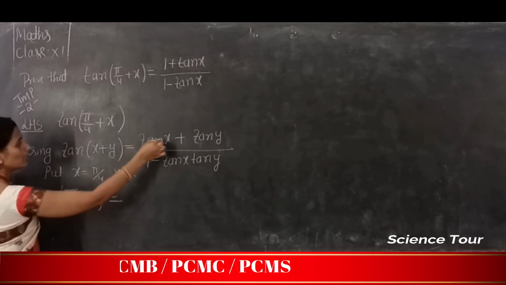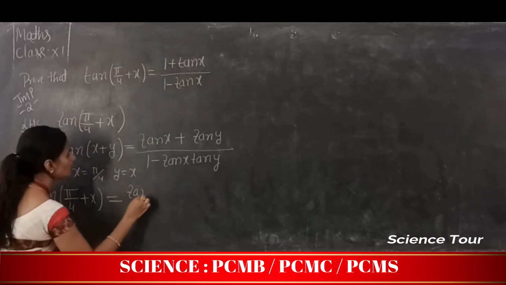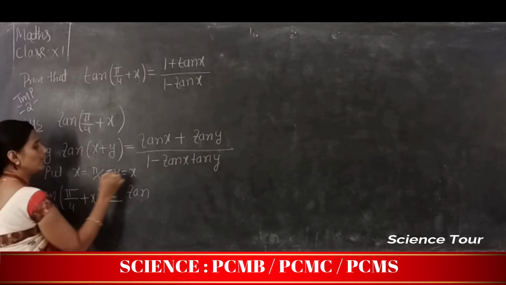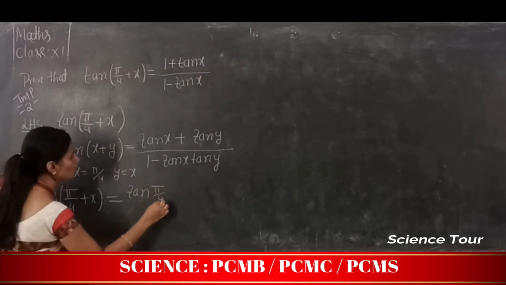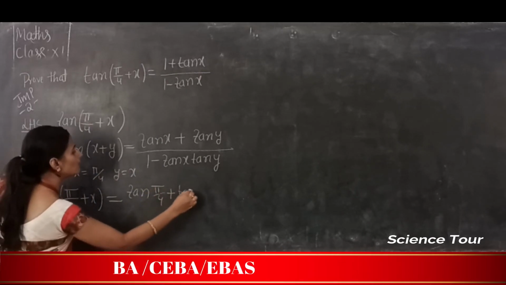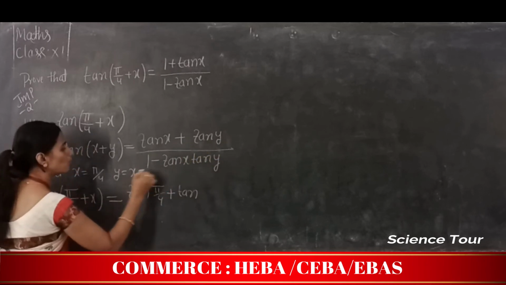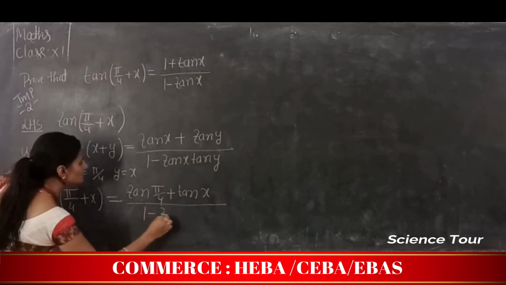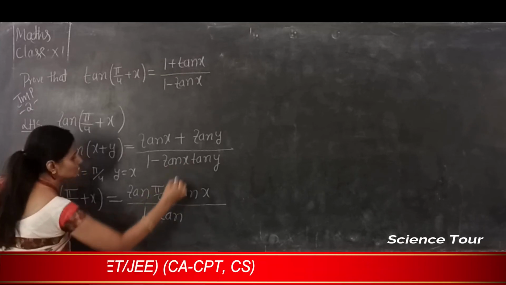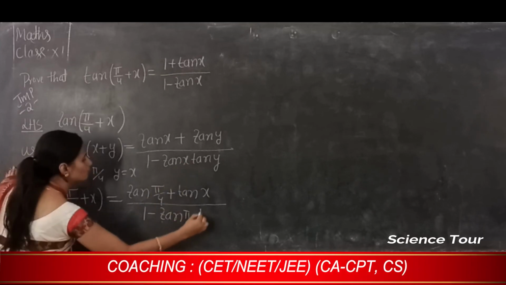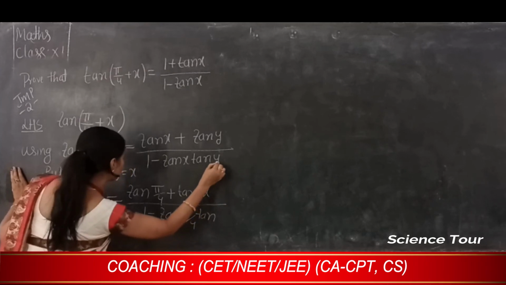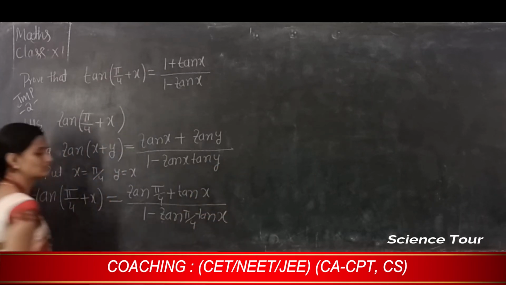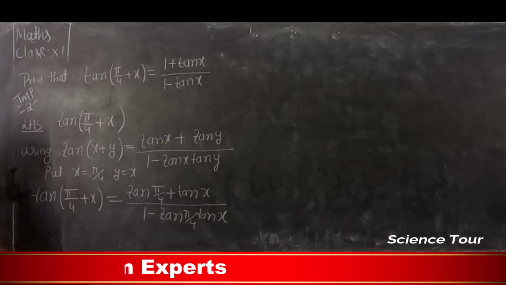So it is tan x, where x is pi by 4, plus tan y, where y is x, divided by 1 minus tan x, where x is pi by 4, into tan y, where y is x. Now try to simplify this.